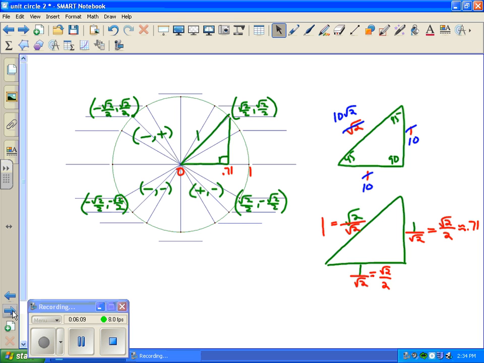Okay, next I'd like to look at the other two triangles in there. One of them is here, and the other one is there. Now these are not going to correspond to 45, 45, 90s. They're going to correspond to 30, 60, 90s.